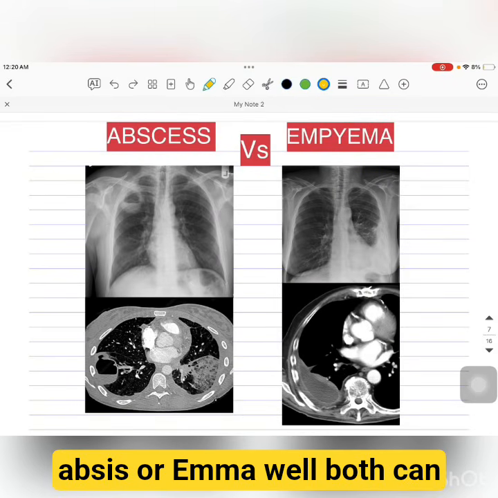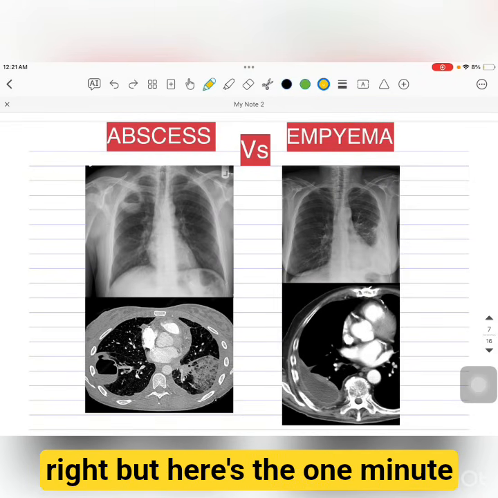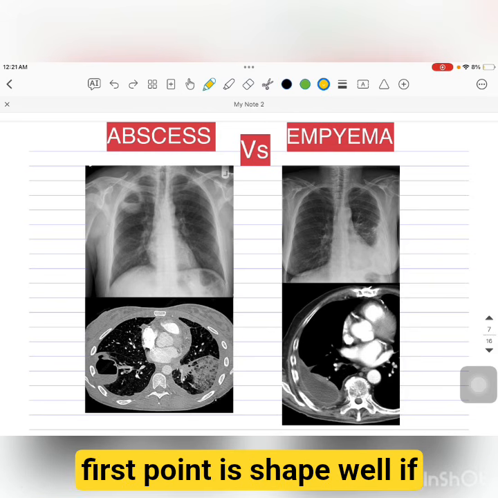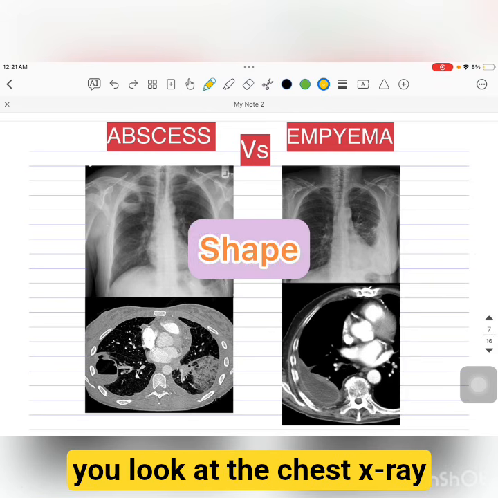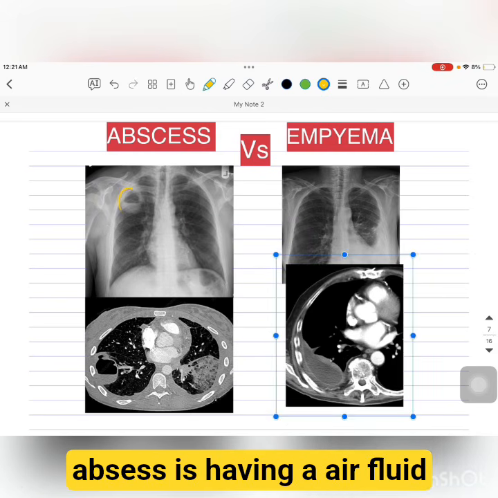Abscess or empyema? Well, both can look like cavities on the imaging, right? But here's the 1 minute hack to never miss the difference. First point is shape.